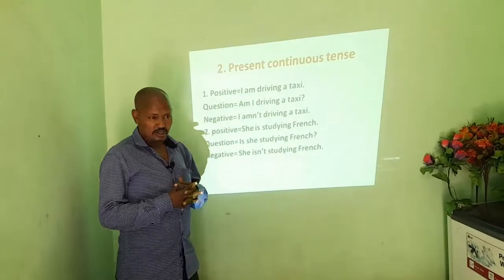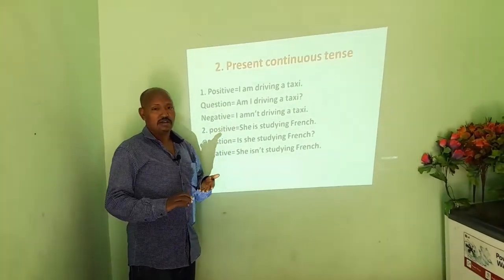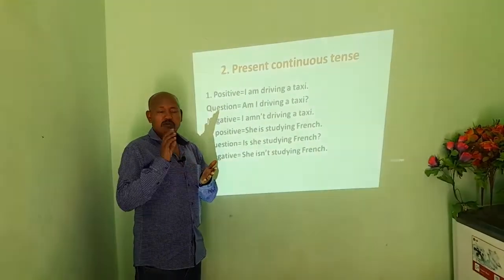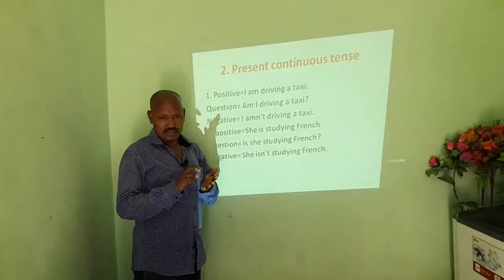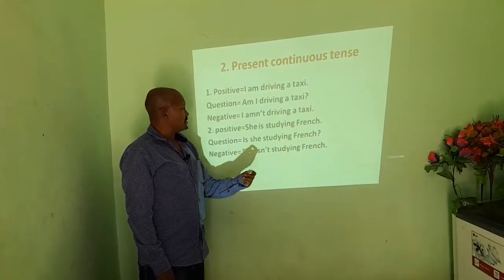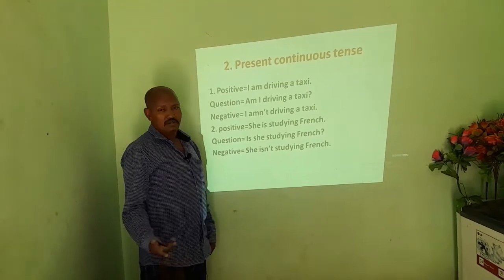Now we will look at the second tense kind, and we distinguish its difference from the present simple, both the form as well as when we use this present continuous. So let me give you some examples. Positive: I am driving a taxi. So I'm driving is just am plus verb-ing. I'm driving a taxi. Question: am I driving a taxi?